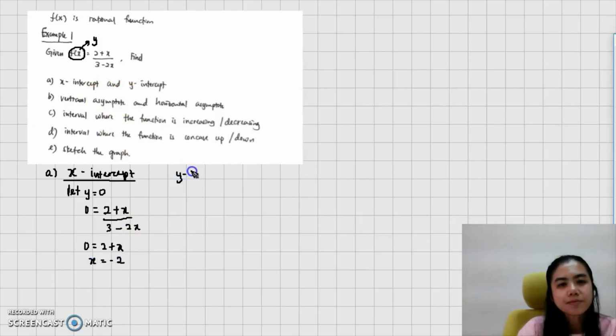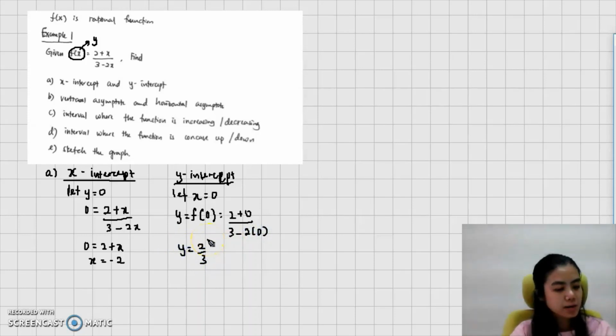For the y-intercept, it will be where your x equals 0. So now you're going to find your y value. Your y is actually your function f where you substitute x as 0 inside. So you will have (2 + 0) divided by (3 - 2 multiplied by 0). So you will have y equal to 2/3. So that is your y-intercept. We have done part A, so we go for part B.